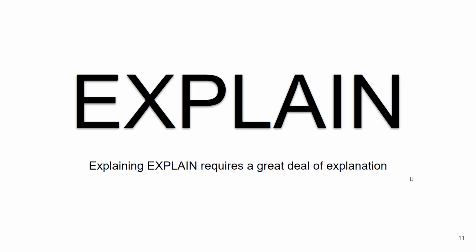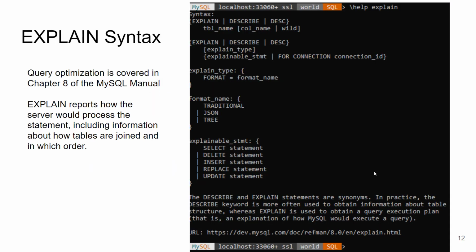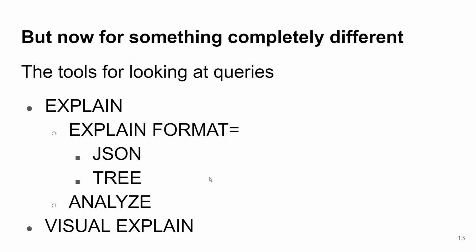The way you see what the optimizer is thinking is using explain. And explaining explain requires a great deal of explanation, and I can't get into all of it today. I'll kind of give you an introduction. The MySQL manual and some of the books I'll mention later will greatly help you here. Now, explain is real simple. The basic idea is that you prepend the word explain in front of a select, delete, insert, replace, or update statement, and it will show you what's going on. Of course, to make this even more interesting for you, there's various types of explain. There's different formats. There's explain, analyze, visual explain, and you'll see a glimpse of those in just a moment.